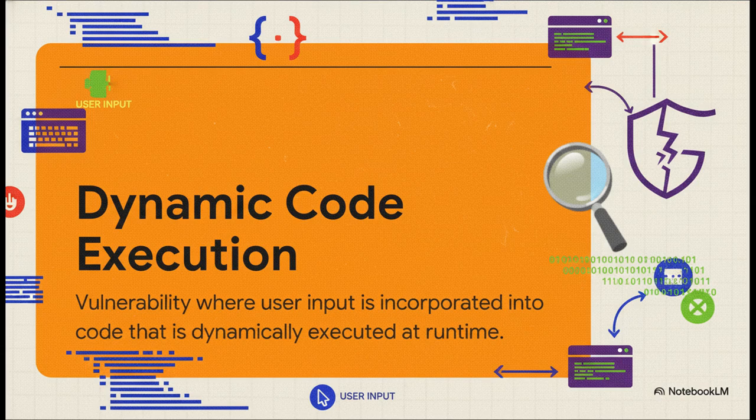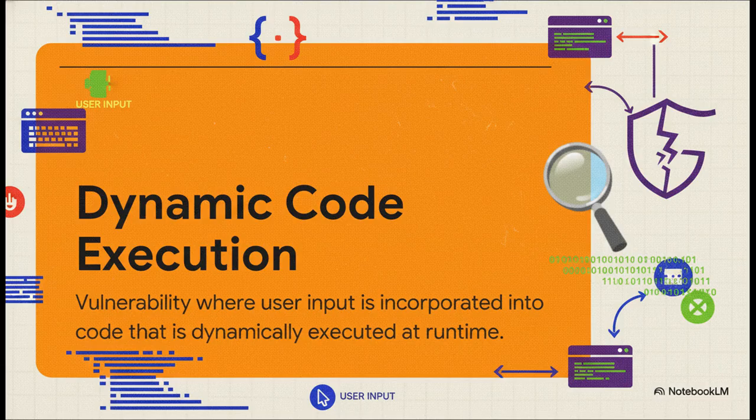Now, if you think that's bad, dynamic code execution is even more direct and, frankly, more dangerous. See, some programming languages have these functions. PHP's eval is a famous example that can take a simple string of text and execute it as if it were actual code.